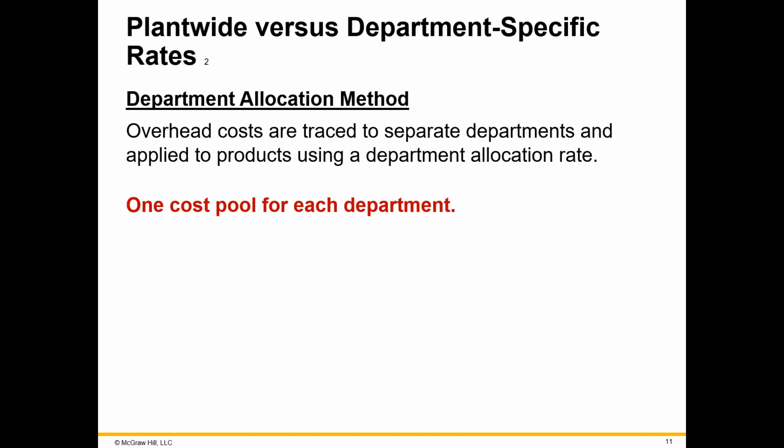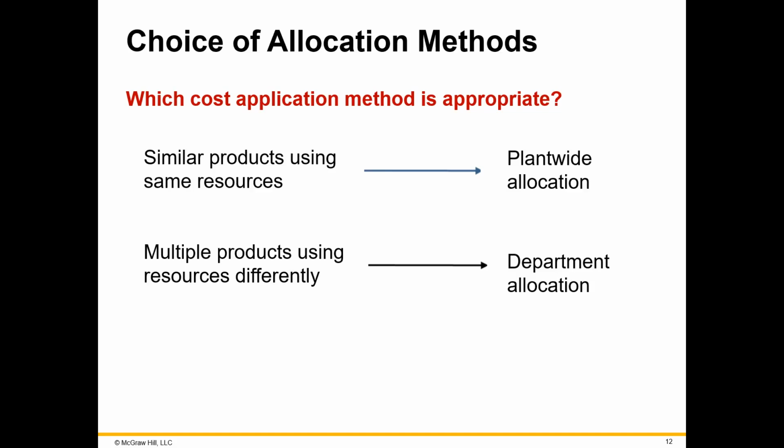And so that makes tracking costs a little bit more accurate. And so how does a company determine which type of allocation to use? Well, if they're creating similar products using the same resources, then they're probably going to use one rate. And if they're creating multiple products, and these products are created differently and use resources differently, then perhaps they'll use a department allocation rate.